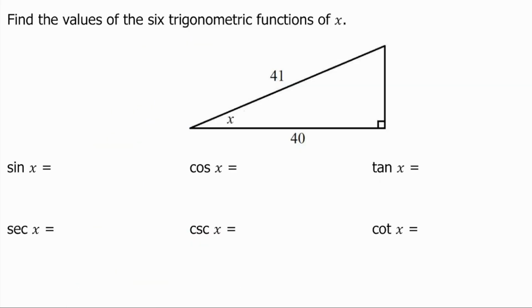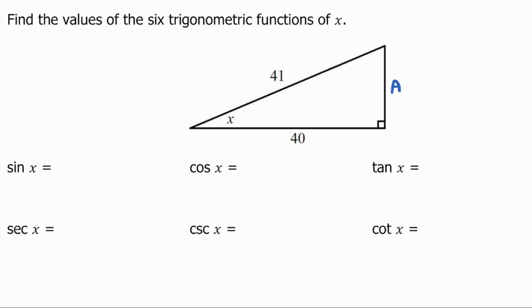All right, now here's a slightly different type of problem. Find the values of the 6 trigonometric functions of x, where they give us 2 of the side lengths. You could go in and say this is going to be an a right here, use a squared plus b squared equals c squared, and solve that out yourself. But I'm just going to tell you this is a Pythagorean triple. Everyone knows 3, 4, 5.